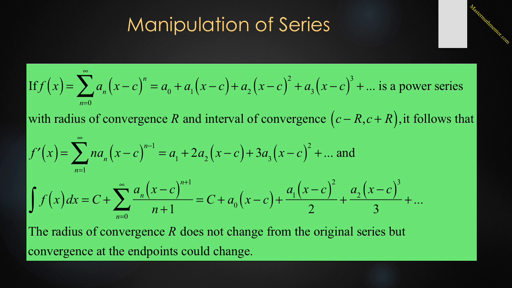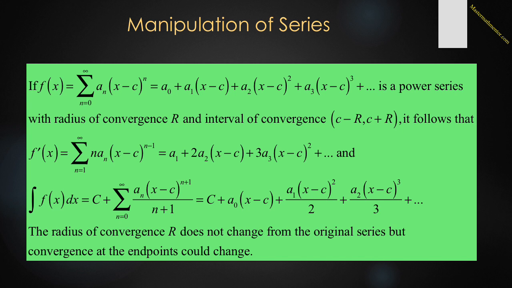With that, it follows that if we take the derivative of this series, f prime of x, that will be summation n equals 1 to infinity of n a sub n times the quantity x minus c raised to the n minus 1. We are simply taking the derivative of the general term. We say 1 to infinity because the constant term will drop out. So this will be a sub 1 plus 2a sub 2 quantity x minus c plus 3a sub 3 quantity x minus c quantity squared plus dot dot dot.